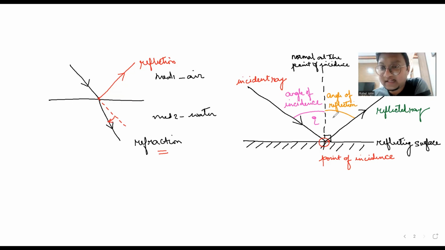And it is denoted by the letter R. Hope our understanding is clear. Now, let us talk about some laws of reflection.